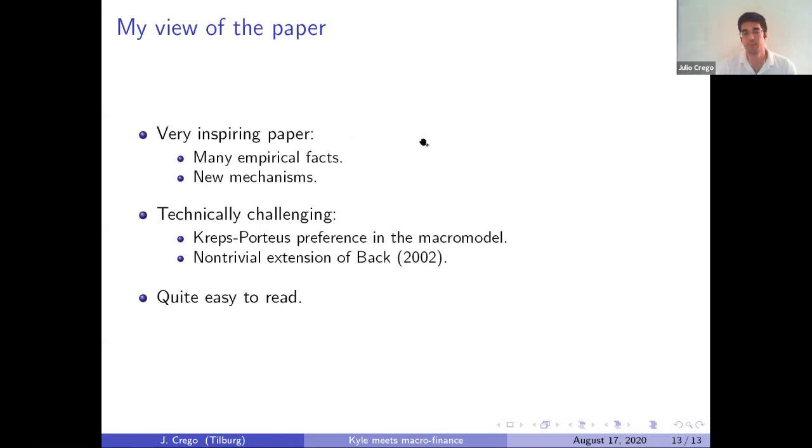And then just my last views on the paper. I think it's super inspiring. I think it has many empirical facts. So all these things about how the VIX moves, I think is super interesting. They have new mechanisms. So this idea that there's actually a risk shifting mechanism that may make order flow positive, I think is very clever. It's super technically challenging. So not a trivial extension of Back, and then you put everything in a macro model. So it's really technically challenging, but it's quite easy to read. I think you guys realized from the presentation, it's really well written and it reads very well. So I really recommend people to read it. So that's it. Thank you very much.